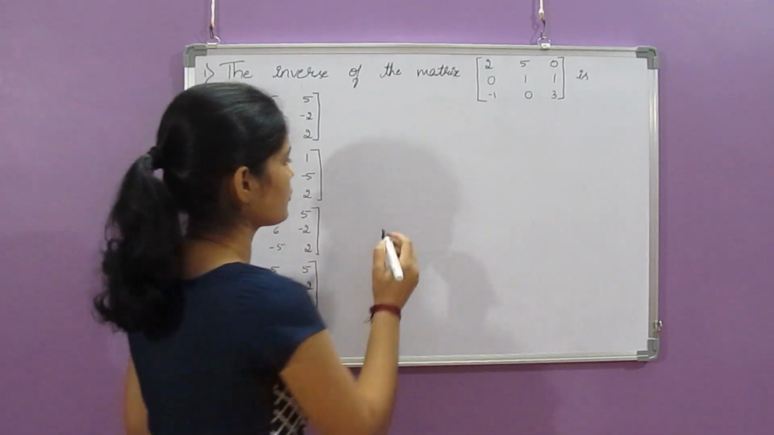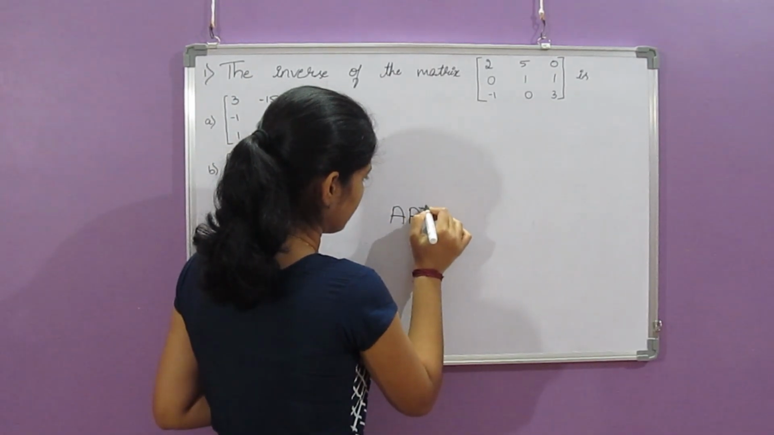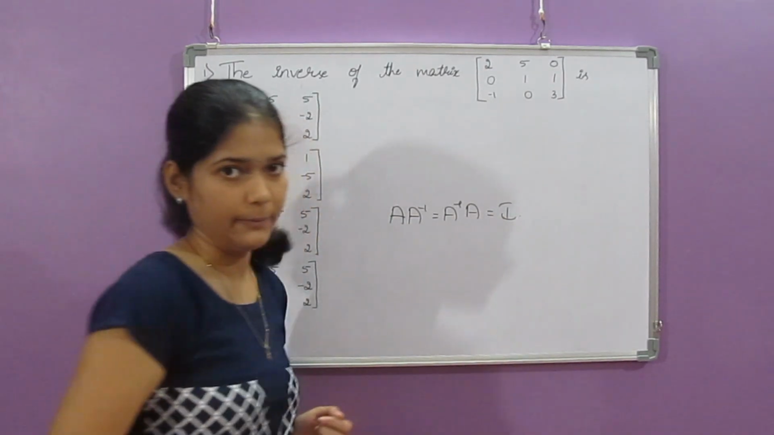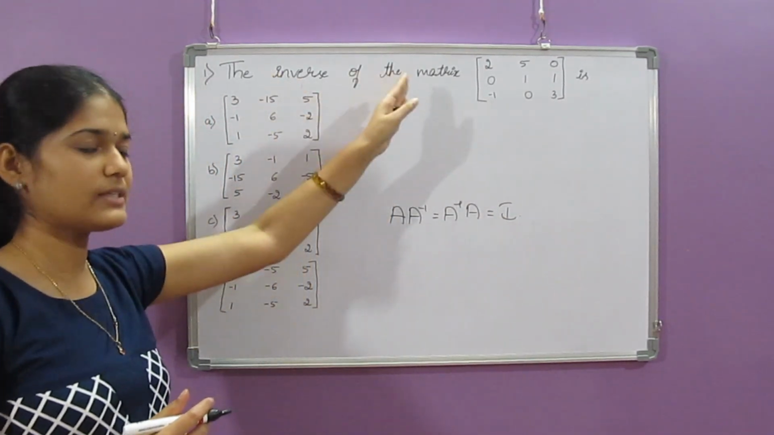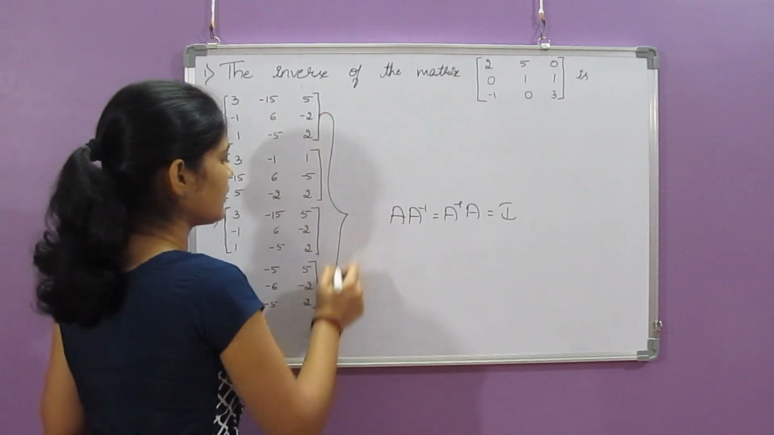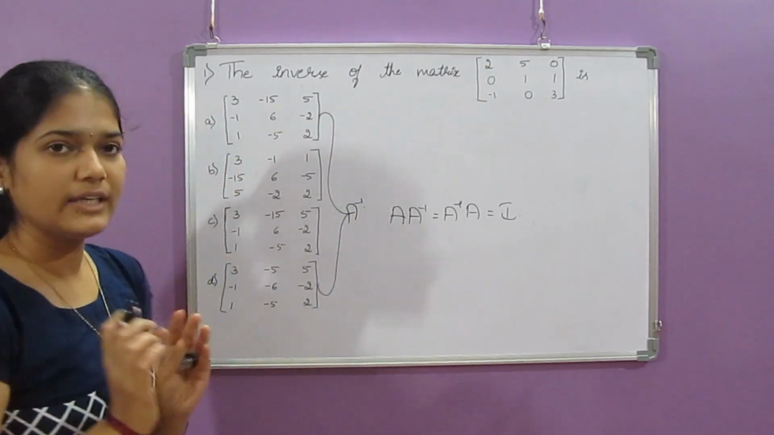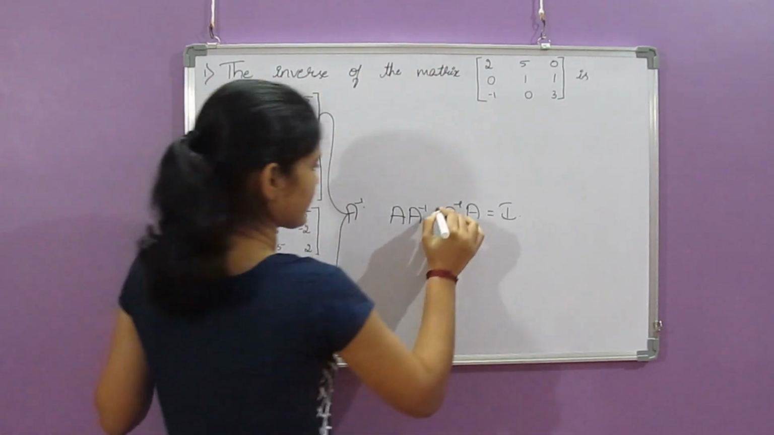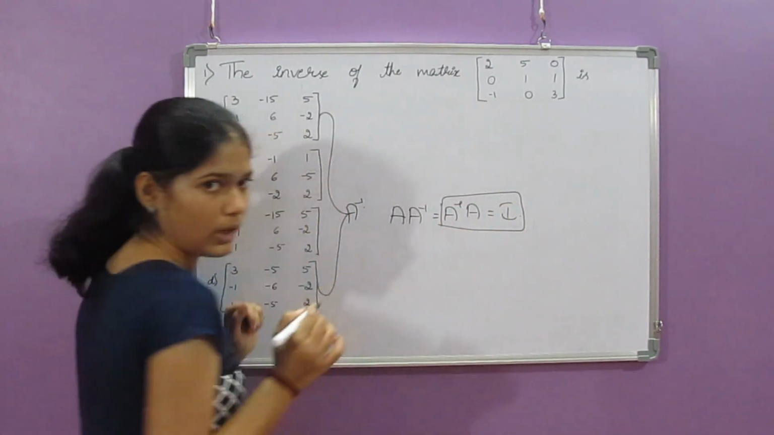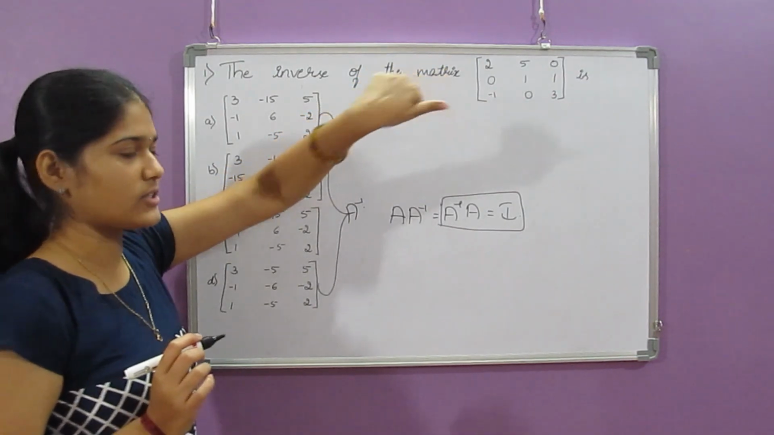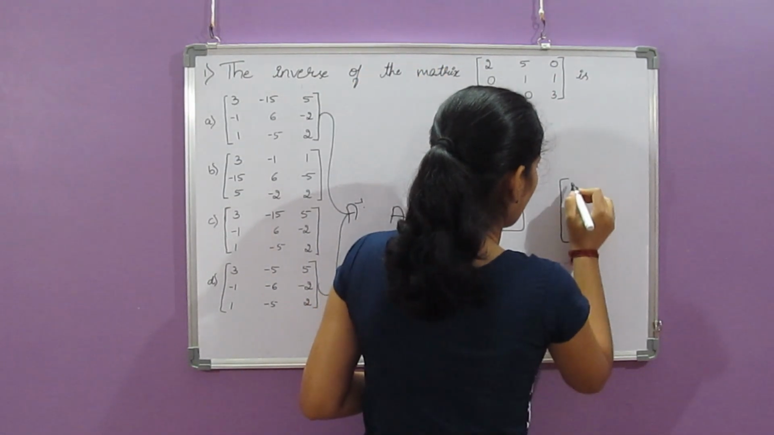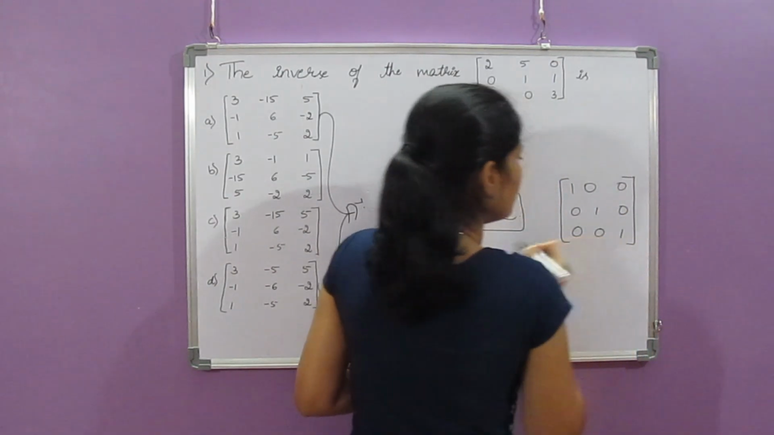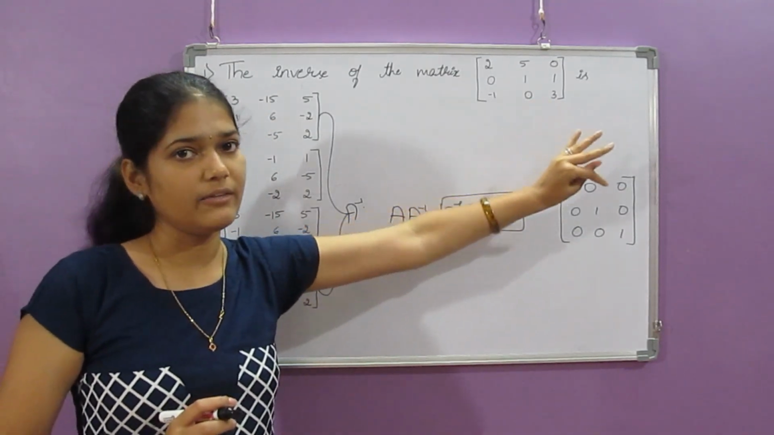Instead of that, we also know that A into A inverse is equal to A inverse into A is equal to identity matrix I. And they have given that the inverse of this matrix is one of these options. That means any of these will be A inverse. So it is enough to see which one will be the inverse of that matrix. For that we will use this condition, that is A inverse into A is equal to I. As this matrix is 3 cross 3, the identity matrix will also be 1 0 0, 0 1 0, 0 0 1.